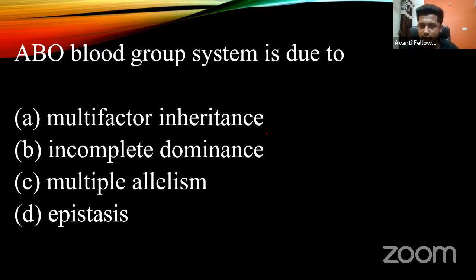Perfect. So we are 30 seconds up and you have given your answers as C. All of you have given your answer as C. So why C? First of all, multi-factor inheritance is completely different. Incomplete dominance, we did not study in ABO blood typing. Multiple allelism, since we have IA, IB, and small i as three alleles that are responsible for the phenotypes of our human blood groups. That is why our option is C, isn't it? Okay. All right. So our next question.